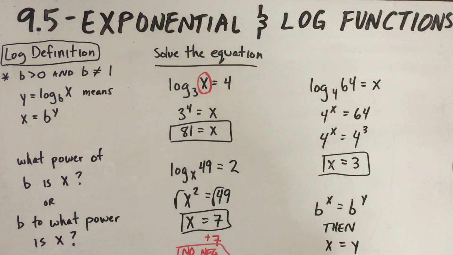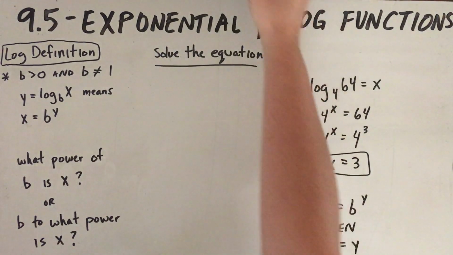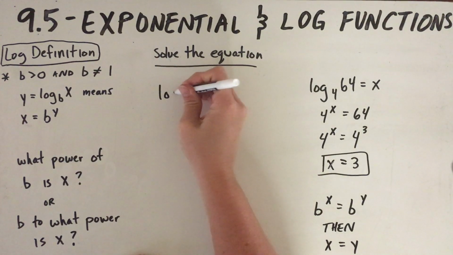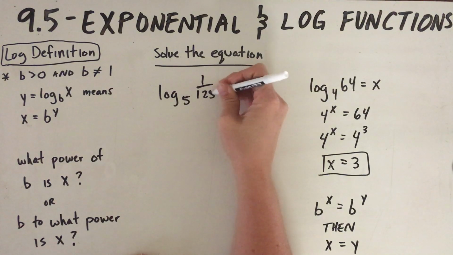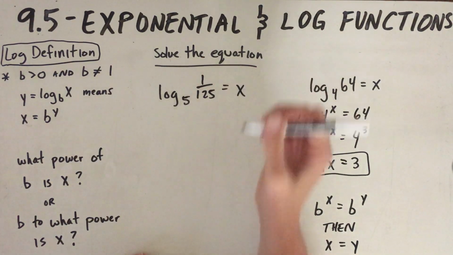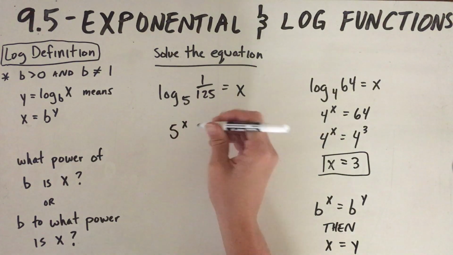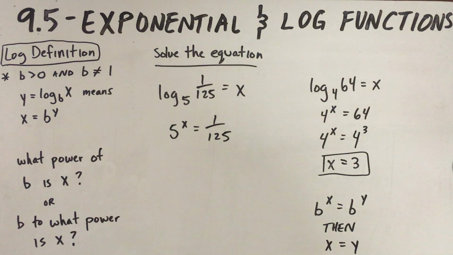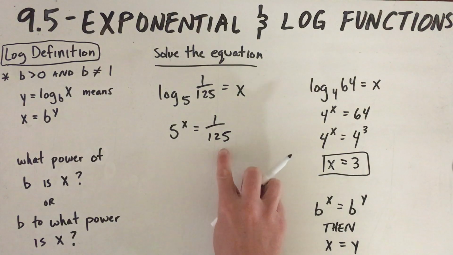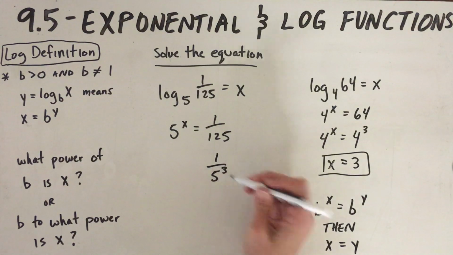All right, let's do 3 more of these just for the practice. I'm going to solve. Let's do log base 5 of 1/125 equals x. Again, my strategy here for solving is that I'm going to take it from log form and put it in exponential form. So I'm going to say 5 to the x is equal to 1 over 125. And I am going to do the same thing that we did right here. I'm going to say, can I make this base 5? Remember that 125 is 5 times 5 times 5, so it's 1 over 5 cubed.